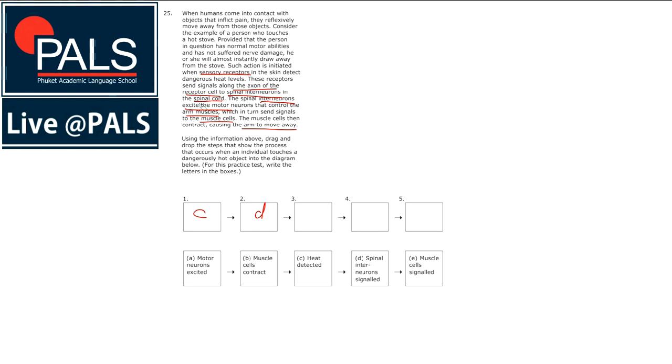Spinal interneurons in the spinal cord pass on the information to motor neurons. Motor neurons are excited. Arm muscles, which in turn send signals to muscle cells, and the arm moves away. Muscle cells are signaled, and the muscle cells contract. So here we really just have to highlight the important terms in the text, and that allows us to easily sort it into the correct order.